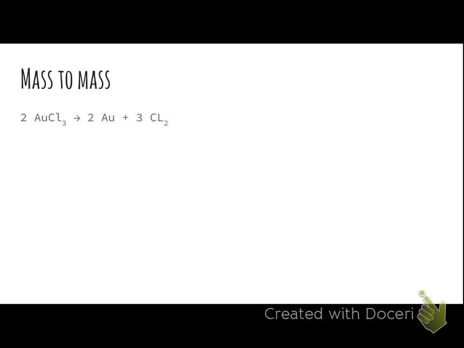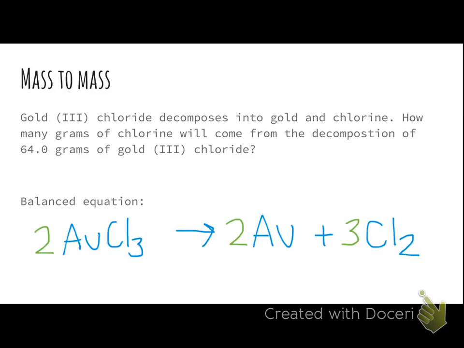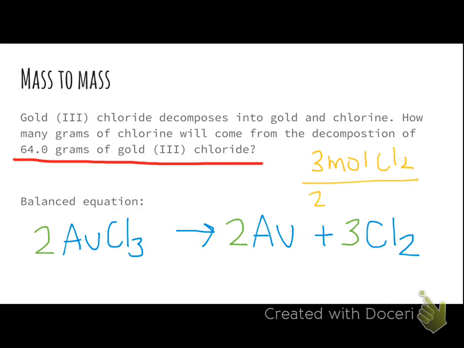Now, I'll go back to here. We're looking for grams of chlorine that come from 64 grams of gold 3 chloride. So we'll write out our ratio first. So 3 moles of Cl2 for 2 moles of AuCl3. That's our mole ratio.